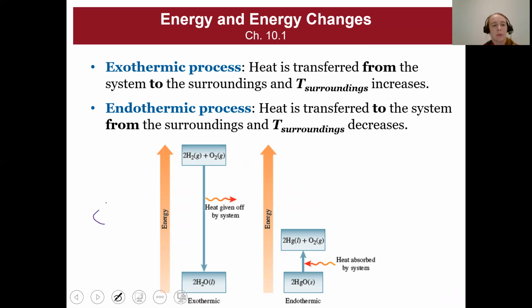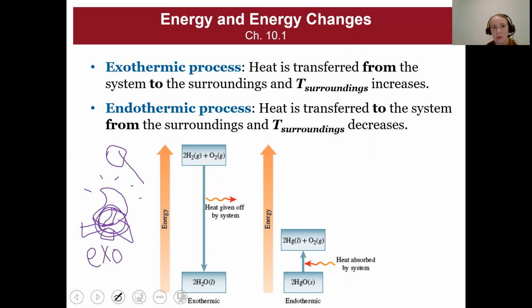You have a little fire here. I'm not very good at drawing fire. And it's giving off heat. You can warm up your hands, or you can make some s'mores. Let's roast a marshmallow. So it's your campfire. So this is exothermic. It's giving off heat. Heat is transferred from the system. The system is this reaction here, the combustion reaction. Heat is transferred from that system to the surroundings, so like to you and your marshmallow.